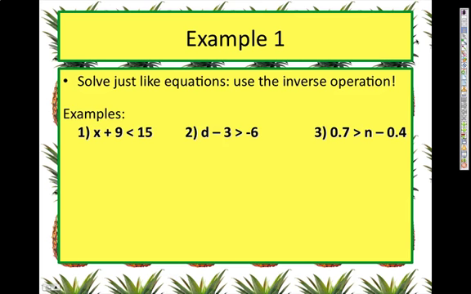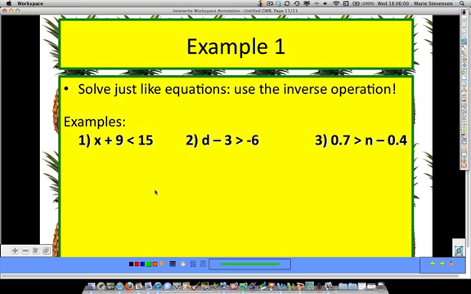Okay, here's our 3 examples. So we're going to do all 3. So we'll start with the first one, and I'm literally just going to go in columns. So solve these just like equations. So here's our first example, x plus 9 less than 15. So think of the inequality as your equal sign. So x plus 9, so we would minus 9, minus 9. 15 minus 9, 6. So I get x less than 6.